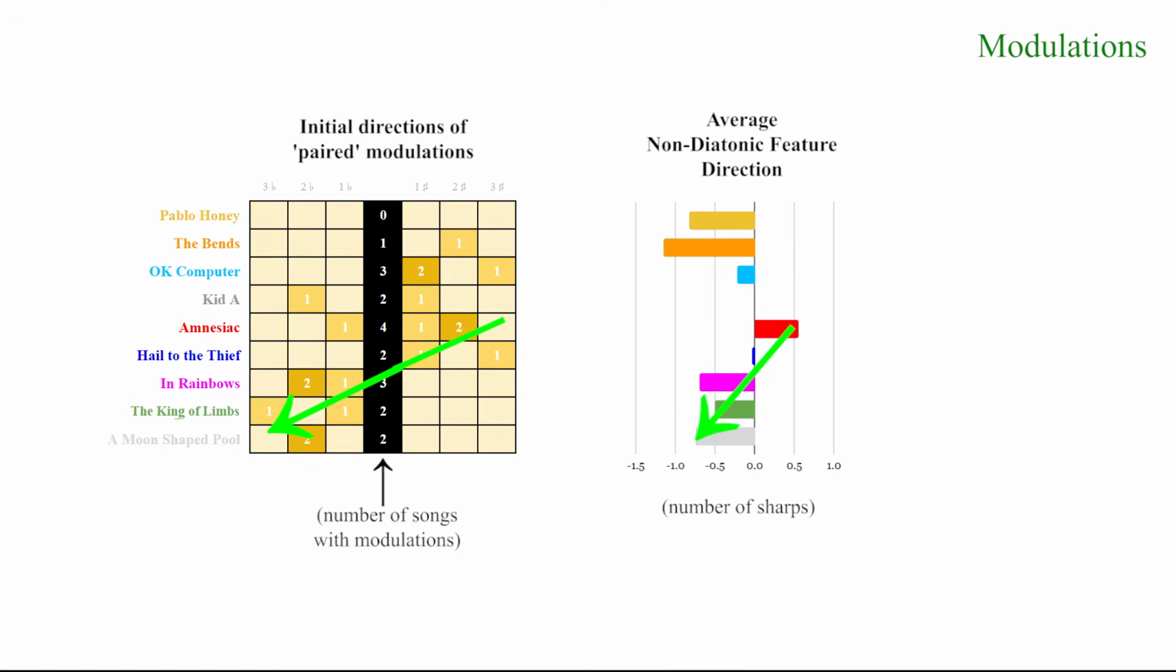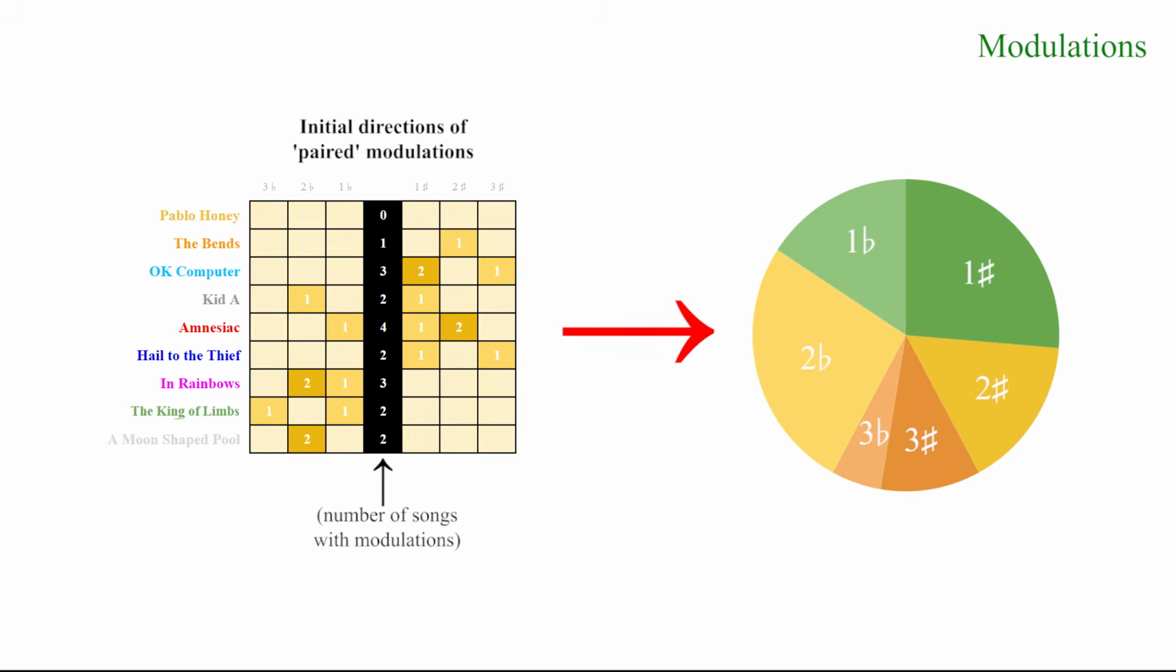Another aspect of modulation we could look at is the absolute distance of modulation. But from this chart, it is clear that Radiohead never modulates more than 3 keys away on the circle of fifths. In nearly half of them it is an adjacent key. Ultimately, there isn't a strong distance trend from album to album either.